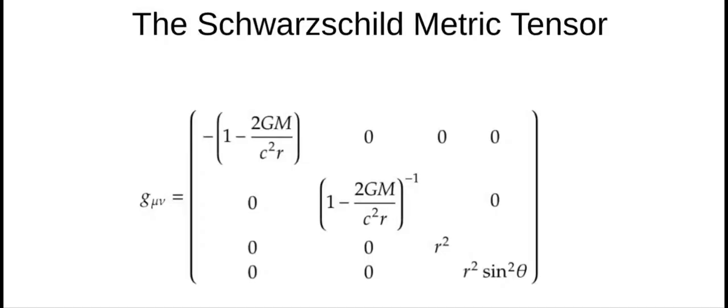Before we can go to Desmos and look at this, we need to talk about where it comes from. This is called the Schwarzschild metric tensor. This is the metric tensor in four dimensions: one dimension of time and three dimensions of space. As an example, this is the one we're interested in: the g_tt component of the tensor, and that's the one we want.